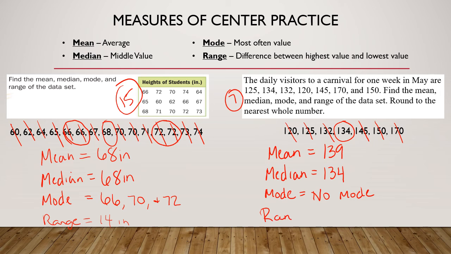The last one is the range. Remember, the range is the difference between the highest value and the lowest value. So we're going to take 170 minus 120, and we get 150. And that is how you find the mean, median, mode, and range.